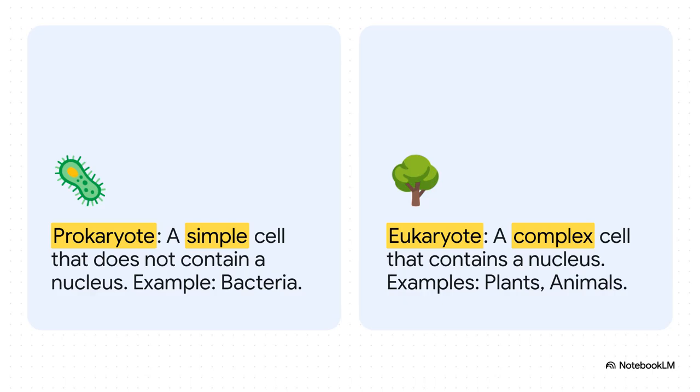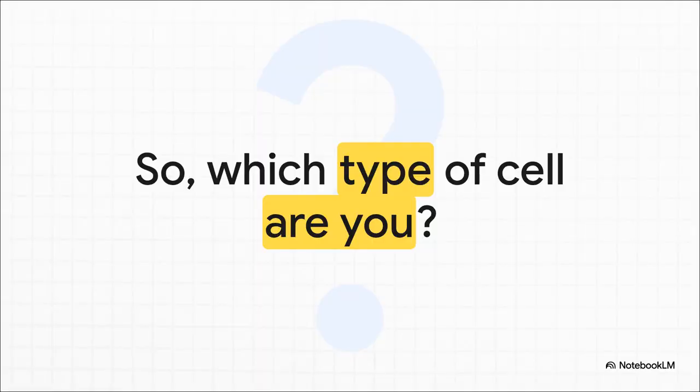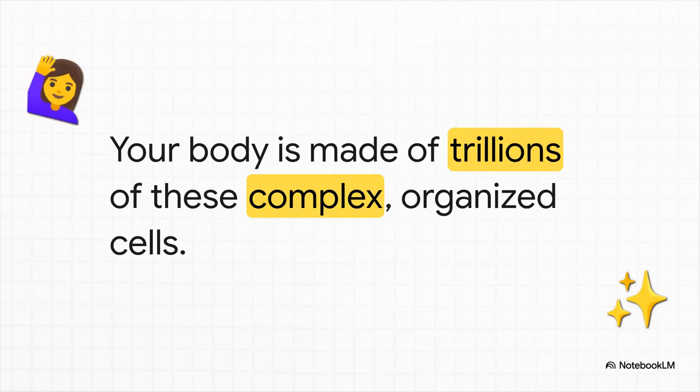But then, on the other side, you've got the eukaryotes. These are the complex, highly organized cells that keep all their precious DNA tucked away safely inside a special compartment called a nucleus. So that brings up a pretty obvious question, right? With this big divide between the simple and the complex, which one are you? Yup, you guessed it. You are a eukaryote. Your body, along with every single plant, animal, and fungus on the planet, is made up of these complex, super organized cells. In fact, your body is like this massive, bustling civilization built from trillions of them.